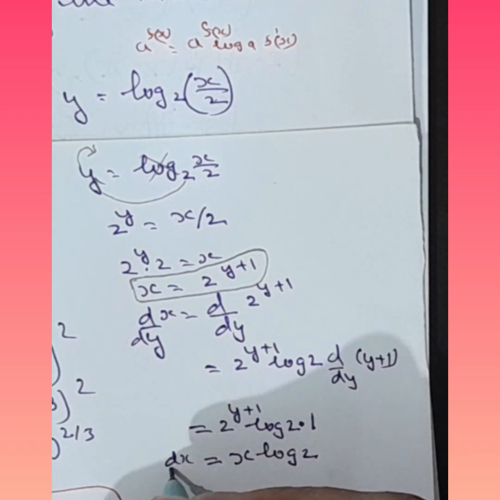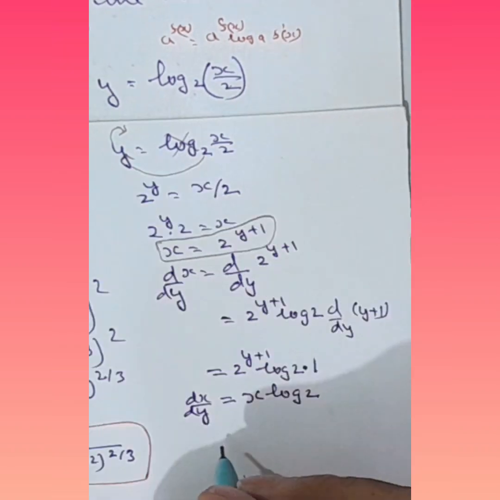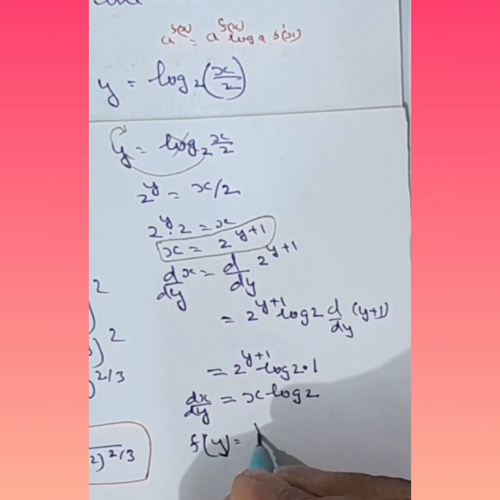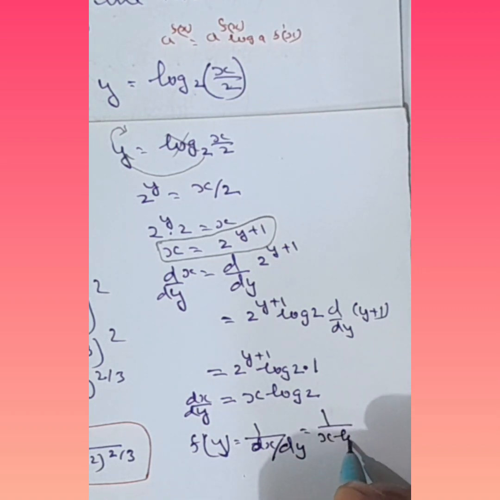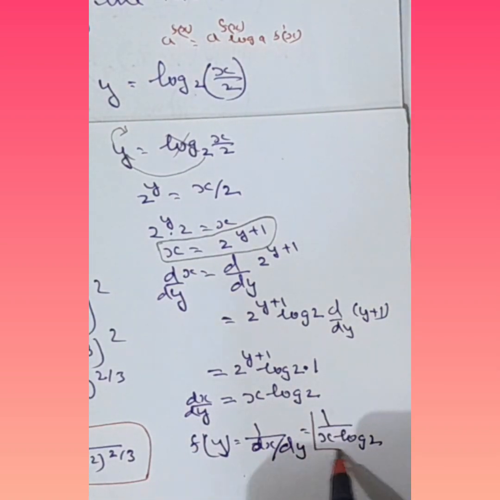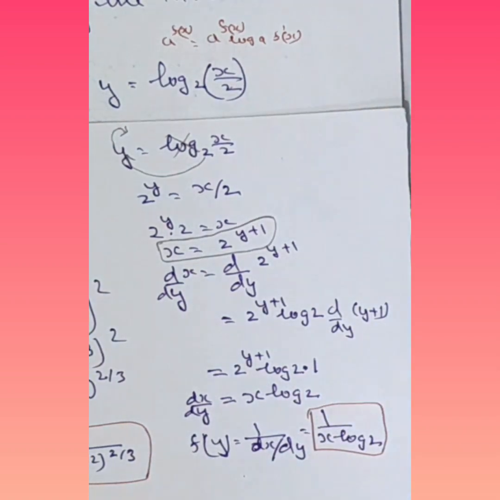x log 2 is what? It is dx over dy. But what are we interested in? We are interested in f prime y, which is equal to 1 over dx over dy, which is equal to 1 over x log 2. Alright, so this is our answer. Okay.